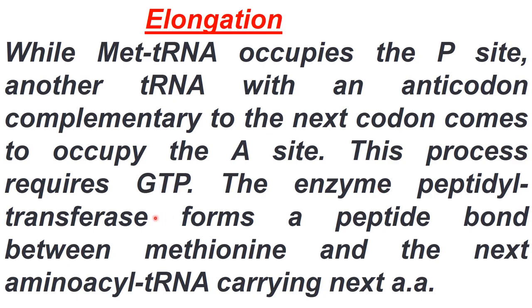The enzyme peptidyl transferase forms a peptide bond between methionine and the next aminoacyl tRNA carrying the next amino acid. So here a peptide bond will be formed between the amino acids. The first amino acid is methionine, and this bond will be formed between the methionine and the next amino acid. Which enzyme is making that bond? Peptidyl transferase enzyme will make this peptide bond here.